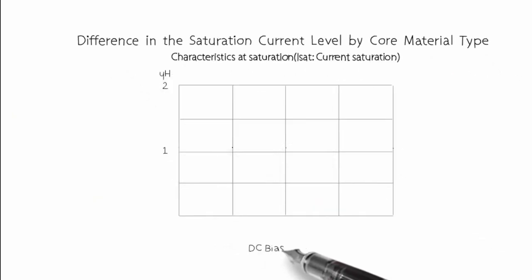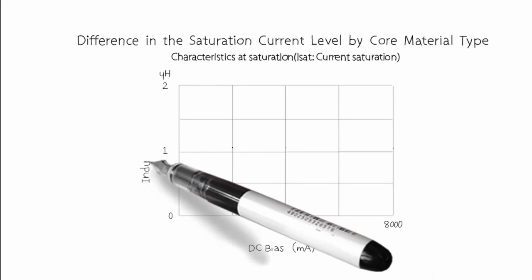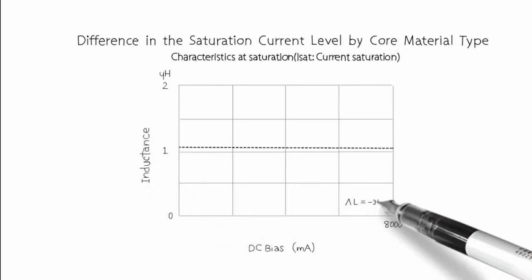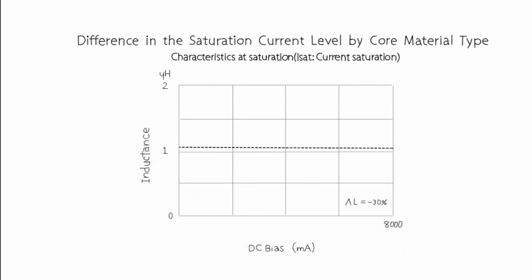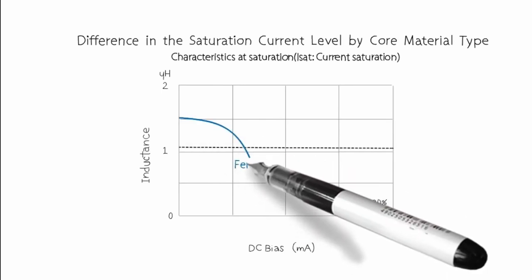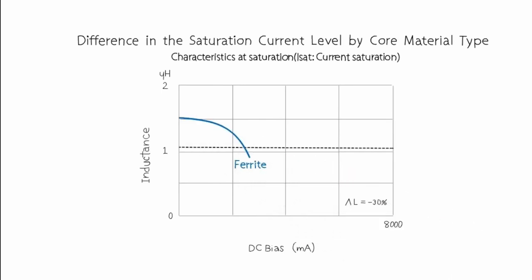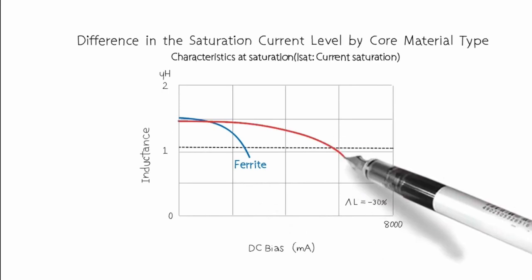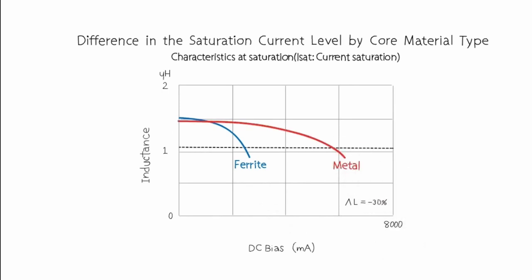The following is an explanation of the differences in characteristics between the core material types. The saturation current level is subject to comparison for the ferrite and metal cores with the same size and inductance. Ferrite-based materials show a steep decrease in inductance value as they approach magnetic saturation, whereas metal-based materials show a gradual decrease overall.